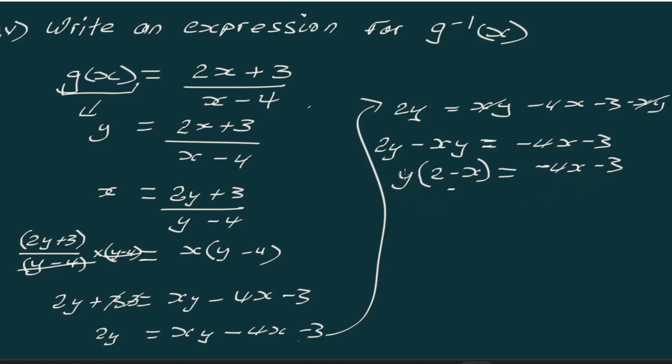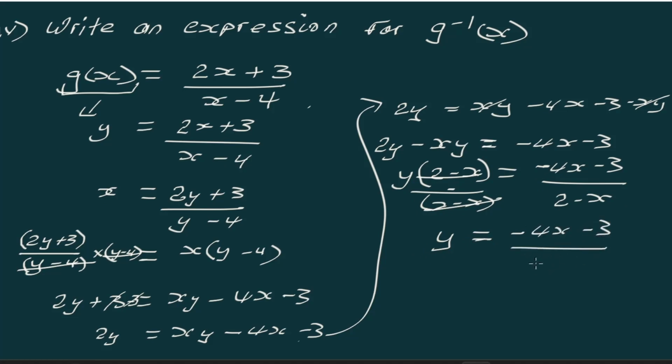Right, now we'll have y by itself here. Because y is connected with the multiplication sign to this part of the question here, we're going to divide out 2 minus x on both sides of the equation. So y equals negative 4x minus 3 all over 2 minus x. And this is our inverse function here. We need to indicate that this is our inverse function, so we're going to replace the y with g inverse.